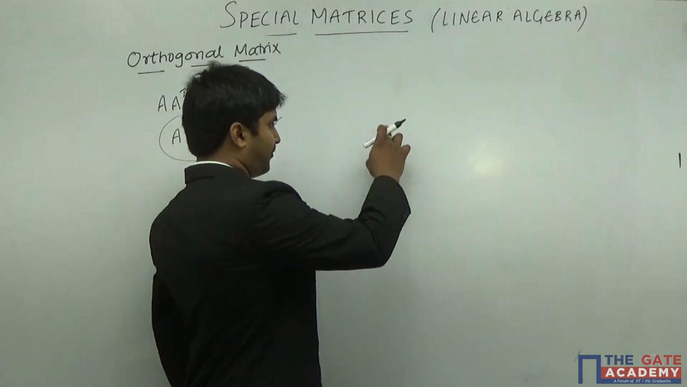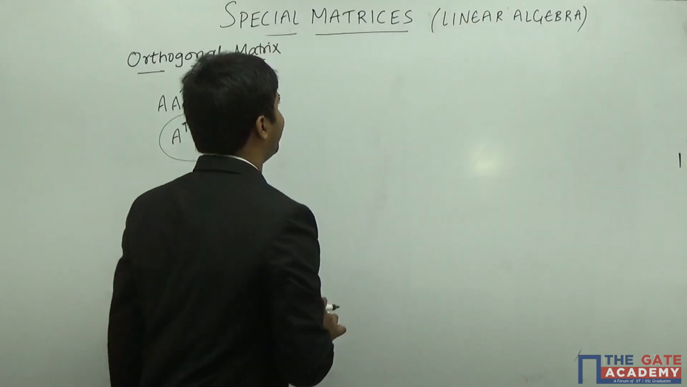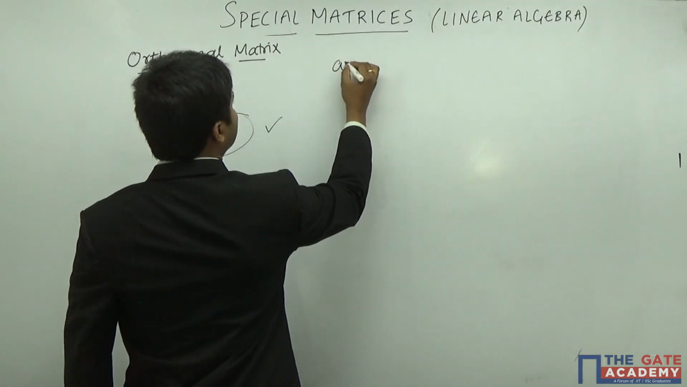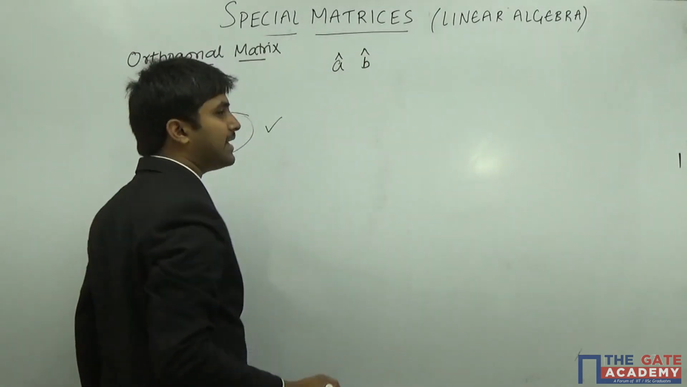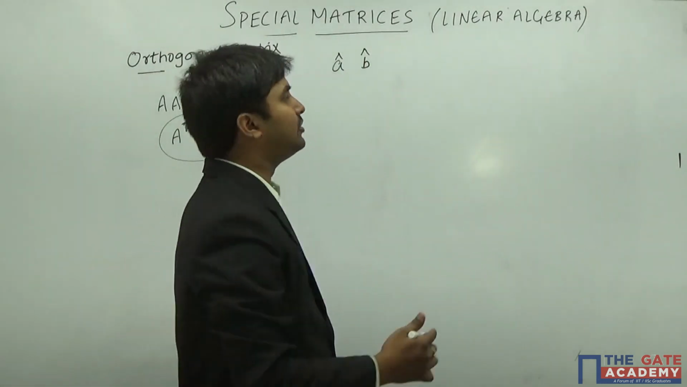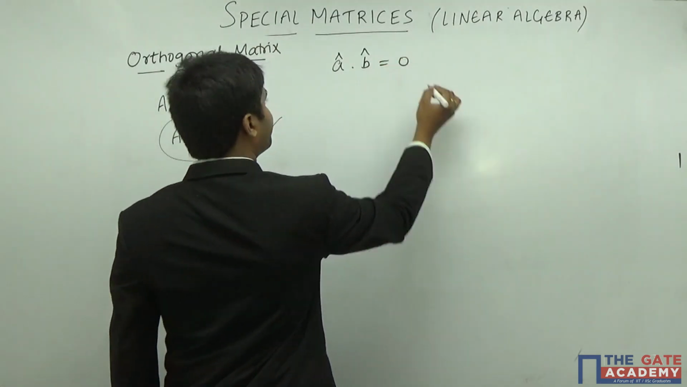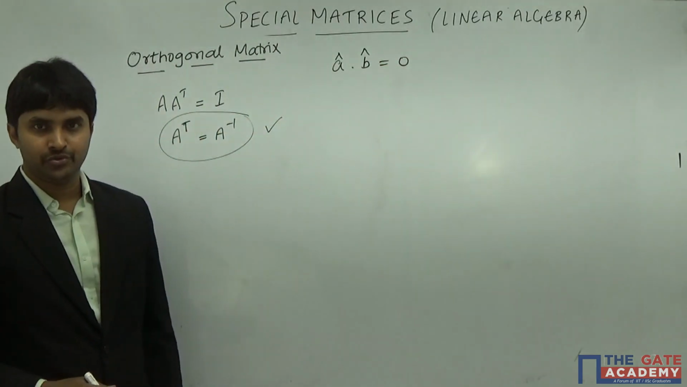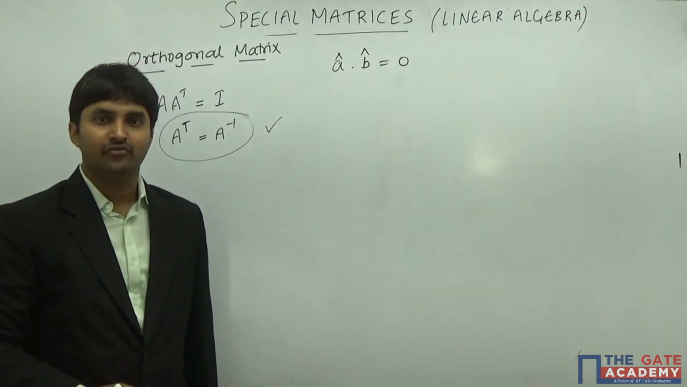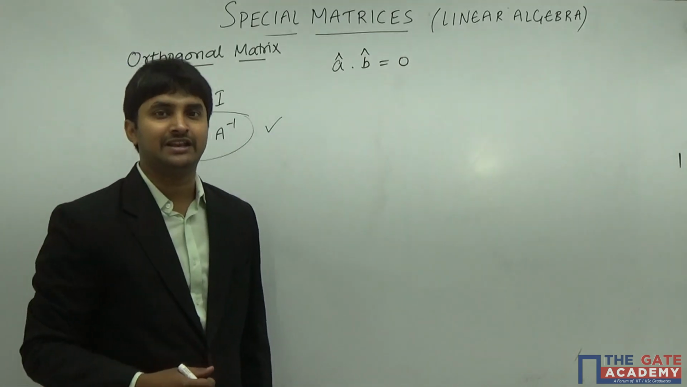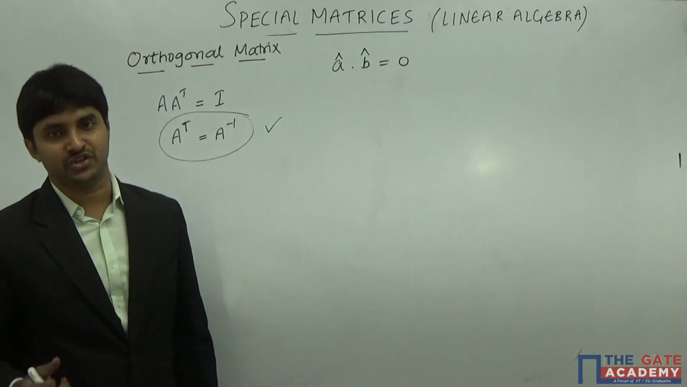So for that, I want to test your knowledge of vectors. When can we say the two vectors A and B are orthogonal? The two vectors A and B are said to be orthogonal when their dot product is equal to 0. Yes or no? They satisfy the condition that their inner product or dot product should be equal to 0.